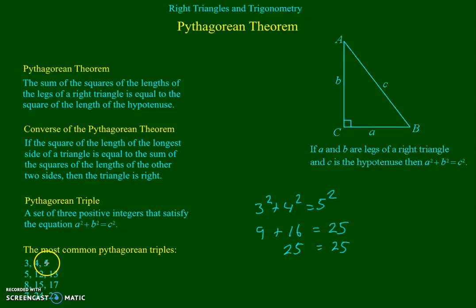3, 4, 5 is pretty easy to remember because they're 3 consecutive integers. For the next one, the 5 is repeated here, and 3 times 4 is 12. 13 is the only number that works with 5 and 12 to satisfy the Pythagorean theorem. Then the last one: 3 plus 5 is 8, and 3 times 5 is 15. And again, 17 is the only number that works with 8 and 15.